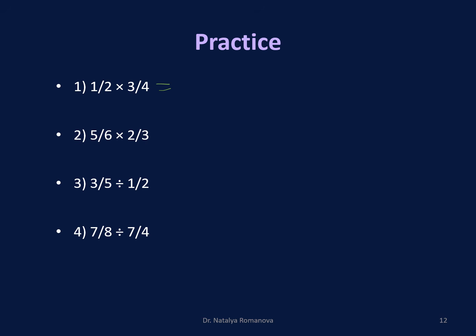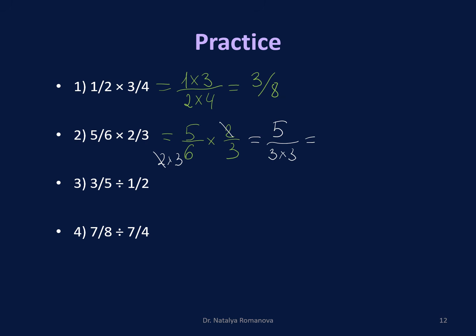Number 1. We multiply numerators and we multiply denominators. We have the answer 3 over 8. The second example. We have 5 over 6 times 2 over 3. You can see what is 6. 6 is 2 times 3. You can cancel out 2. And finally you have 5 over 3 times 3. It equals 5 over 9.